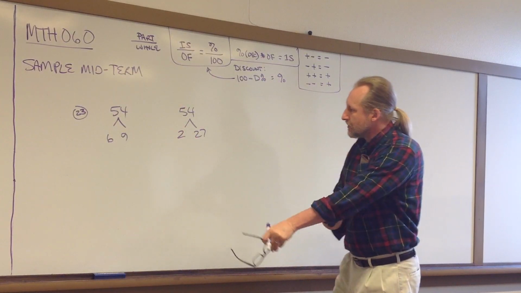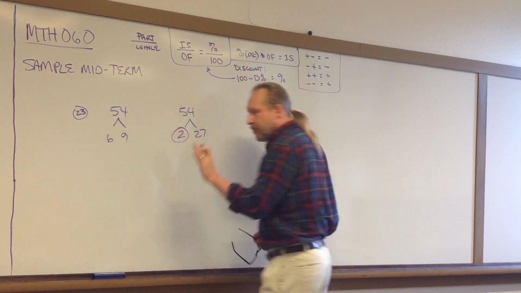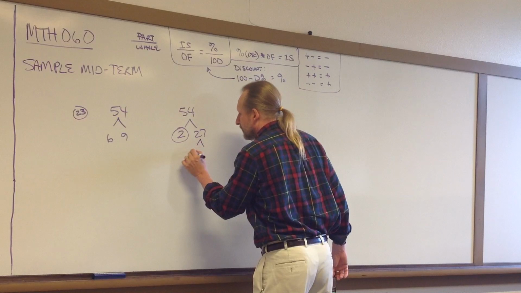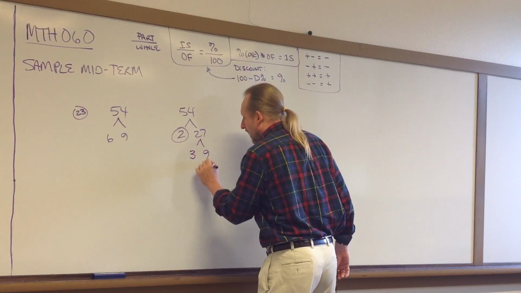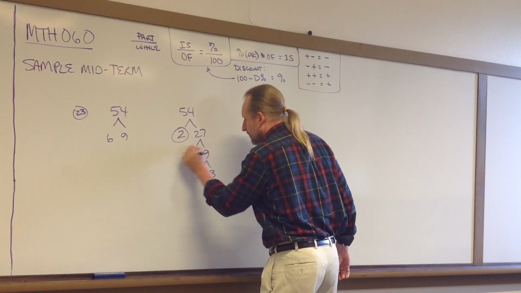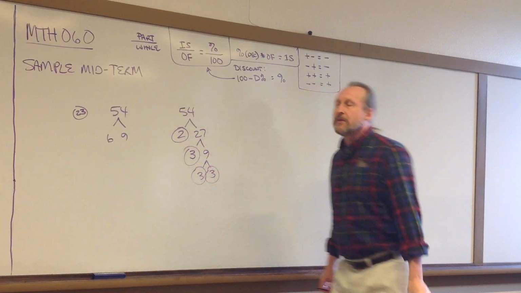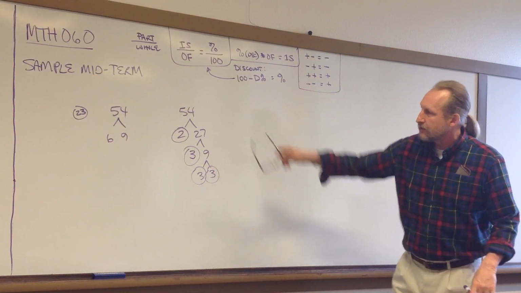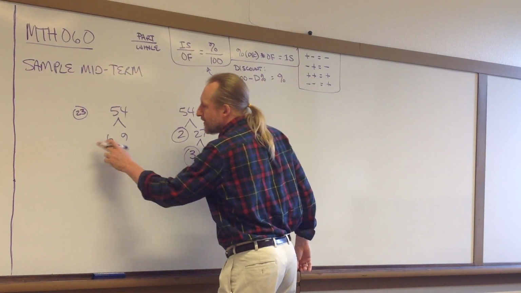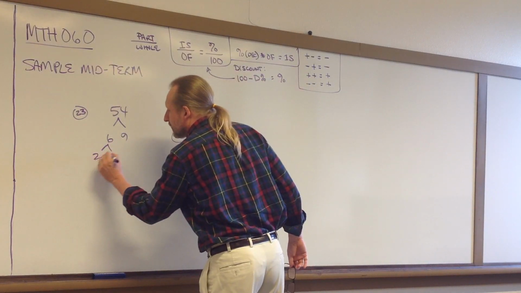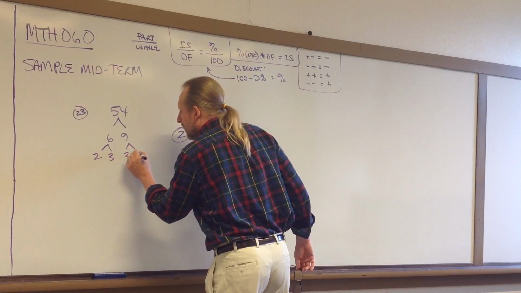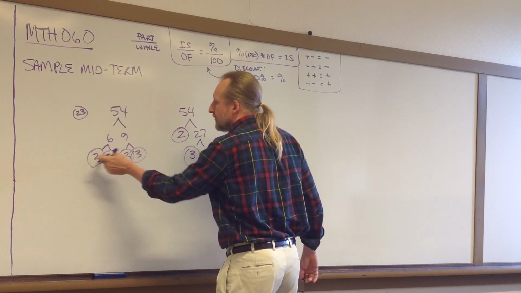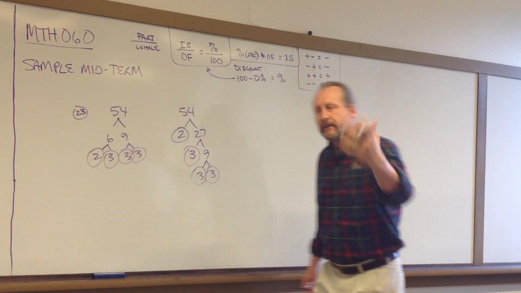At this stage, the 2 is prime, so we'll put a circle around it. The 27 is 3 times 9, and the 9 is 3 times 3. So there's all of our prime numbers, 2 times 3 times 3 times 3. That's one way to do it. Do the same thing over here. Neither one of these is prime. The 6 is 2 times 3. The 9 is 3 times 3. Here's all of our prime factors, 2 times 3 times 3 times 3, and there we go.